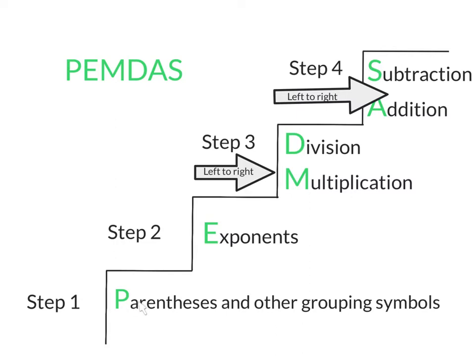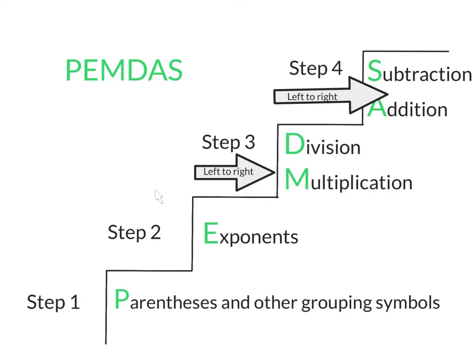The first step says we do everything in parentheses or other grouping symbols. After we take care of all the parentheses, we do anything that has an exponent. Then here's where it gets a little bit tricky because multiplication and division are in the same step. So when you're doing your multiplication and division, it doesn't mean multiplication first and then division. It means you do whichever one comes first, going from left to right.